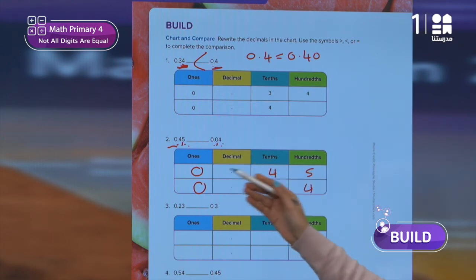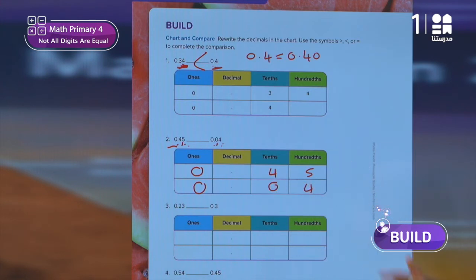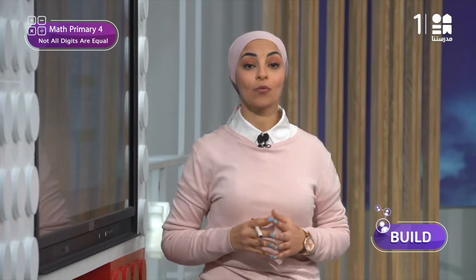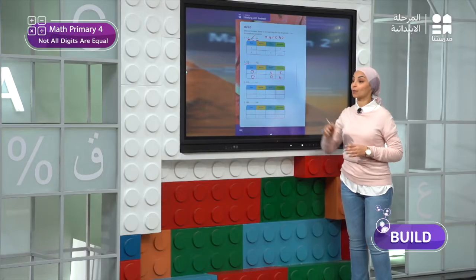Okay, يبقى أنا دلوقتي كل اللي أنا عملته I write the two decimal numbers in the chart. So I will compare now the tenths. ليه؟ لأن ال ones both of them are 0.